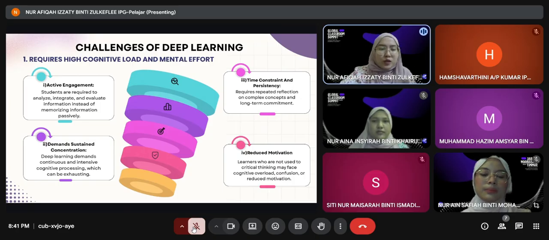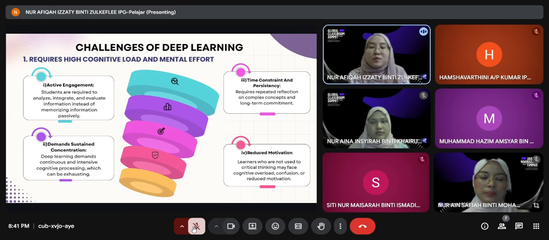And this kind of productive struggle is indeed beneficial, but it somehow can reduce your motivation if it's too complex. You might at the end of the day feel overwhelmed by it. You might be confused at times, but at the end of the day, although it is demanding, we have to understand that the effort invested in deep learning actually develops resilience and intellectual independence.